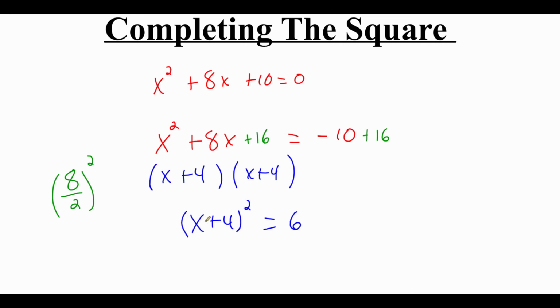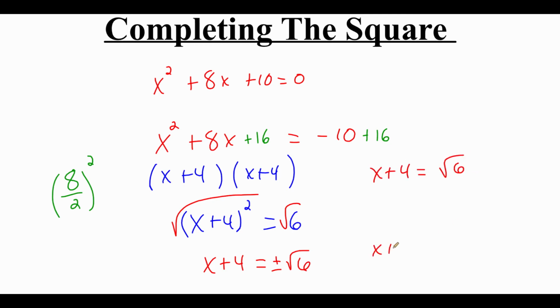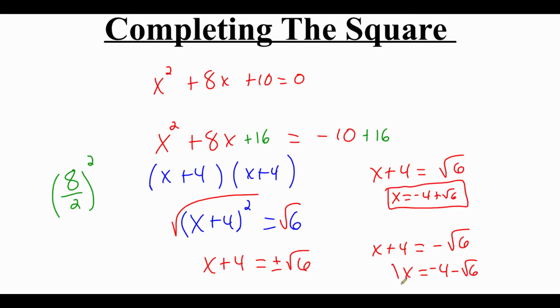Now what we can do from here is use our square root property. To get rid of the squared on this set of parentheses, we can square root both sides. So then we would get x plus 4 equals plus or minus the square root of 6. Now I'm going to split up these equations. So x plus 4 equals the positive square root of 6, and x plus 4 equals the negative square root of 6. If I subtract this 4 over to the right-hand side, then I get x equals negative 4 plus root 6. And if I subtract this 4 over to the right-hand side, then I get x equals negative 4 minus the square root of 6. So those are our two answers in this case.